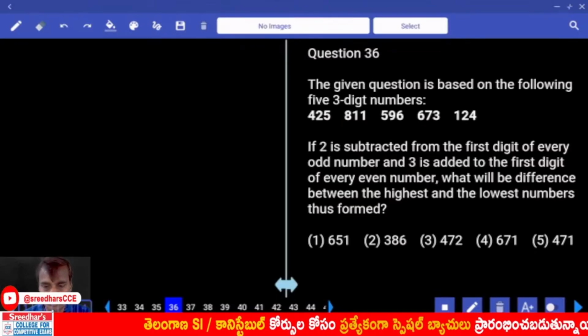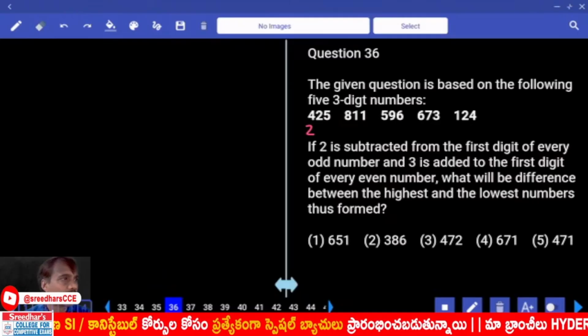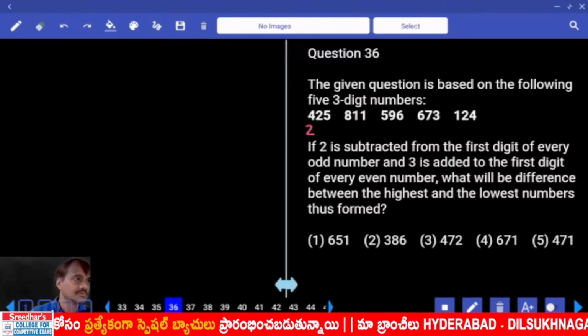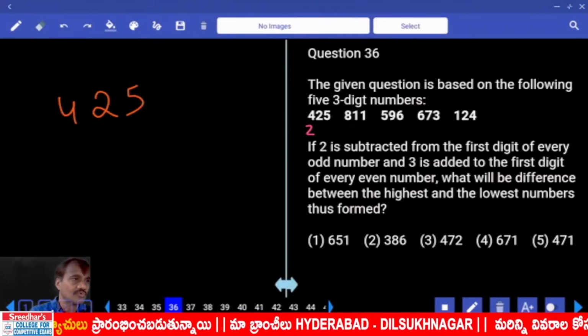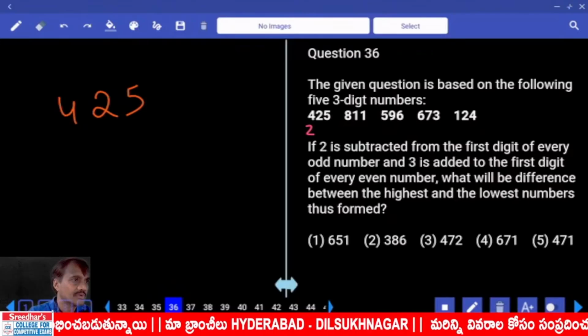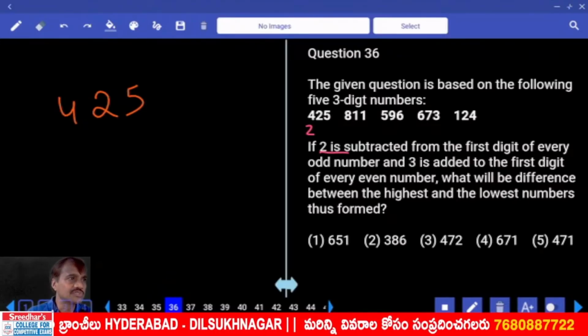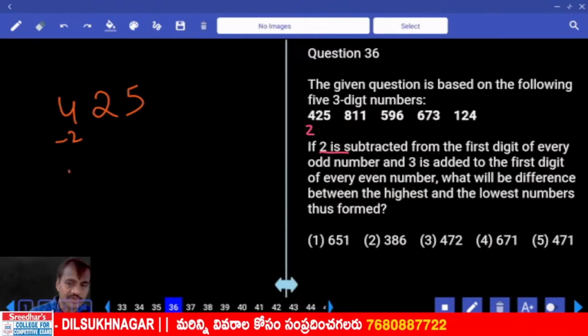Clear? Now this will be 2. Clear? Odd number. What is 425? What is 425? And what is the condition given? 2 is subtracted from where? First digit of every odd number. What is the first digit? 4. 4 minus 2, 2.